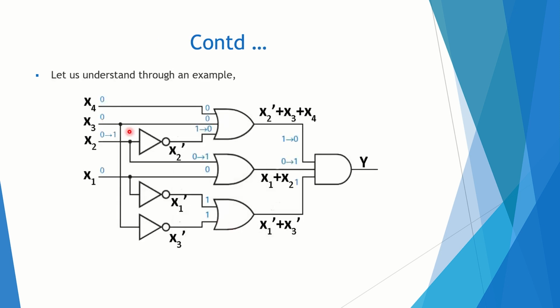Then let us understand through an example. These are x1, x2, x3, x4, 4 variables, where x1, x3, x4 remain at 0, only x2 changes from 0 to 1. So let us see here the waveforms. The function is x2 bar plus x3 plus x4. Here it is a product of sum expression, and this is x2 bar plus x3 plus x4, then x1 plus x2, then x1 bar plus x3 bar.